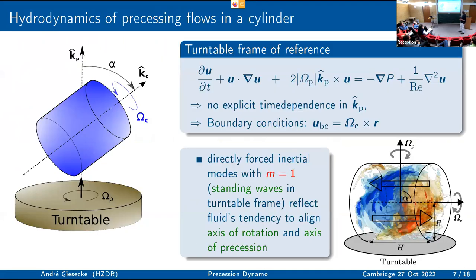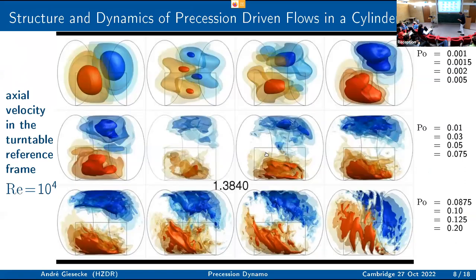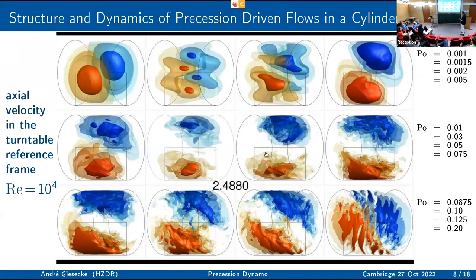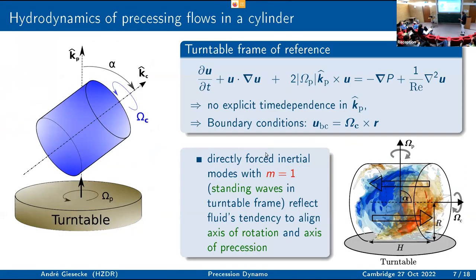That was just some kind of introduction to show that there is an issue with electrical boundary conditions. And now I would like to switch to the second dynamo experiment where I did similar things. So first I used a hydrodynamic model of a precession driven flow in a cylinder.